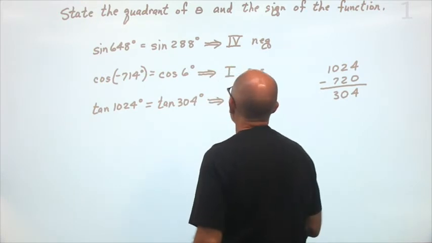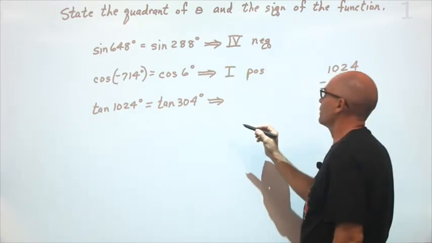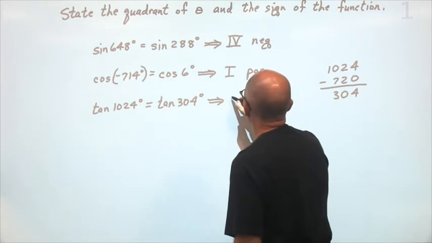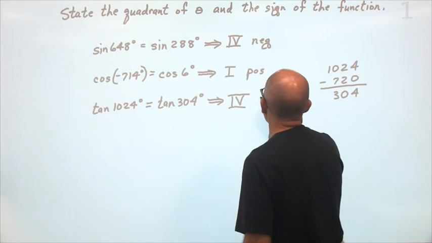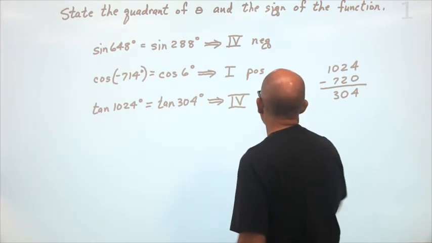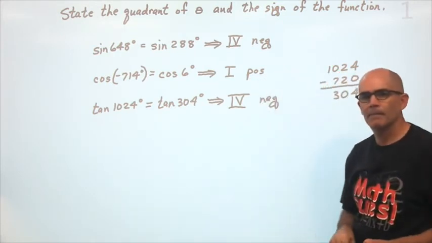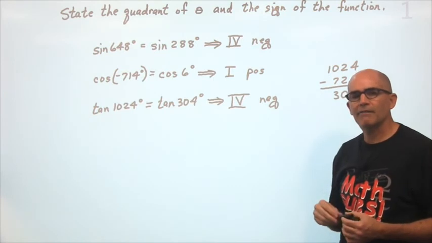Okay, so tangent 304 degrees, well 304 is in the 4th quadrant, and tangent in the 4th quadrant is negative. That's it. Have fun with these.